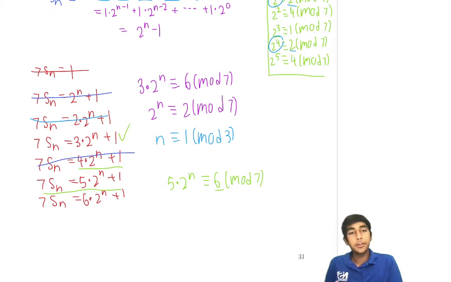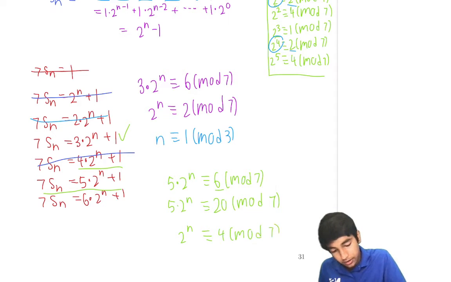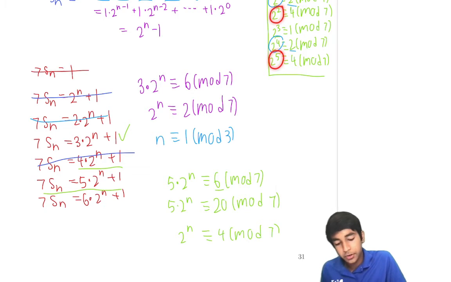So 6 plus 7, 13. 13 plus 7, 20. So it's equivalent to 20 mod 7. And now we can divide by 5 without having fractions. So 2 to the n is 4 mod 7. Is this possible? Of course it is. It happens when the exponent is 2. It happens when the exponent is 5.